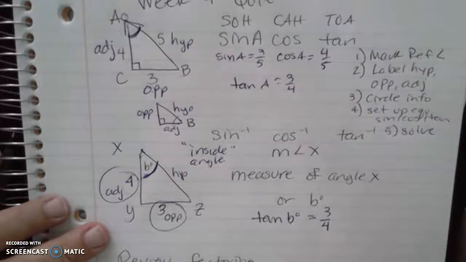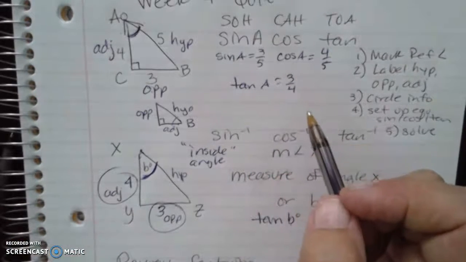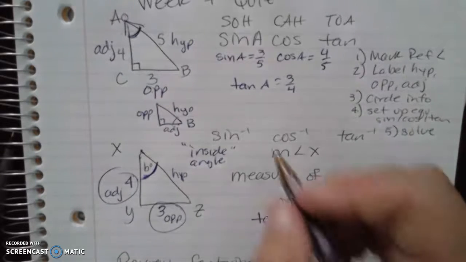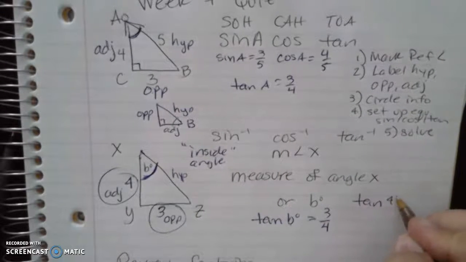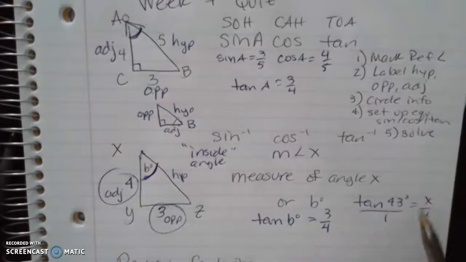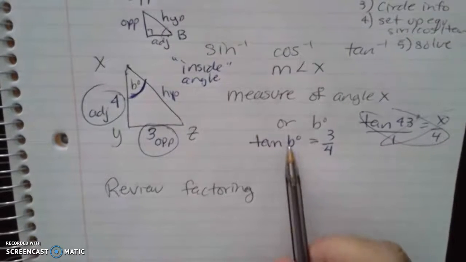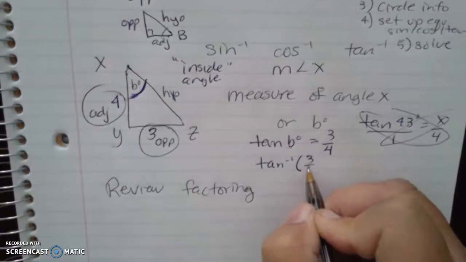Typically when we solve these problems up here, I would put this over 1, like I've talked about. Let's say I know that tangent of 43 degrees equals x over 4. Well, then I would go over 1 and I would do cross products, right? But if I don't know the angle, then I have to do the inverse, and I'm going to take inverse tangent of 3/4.